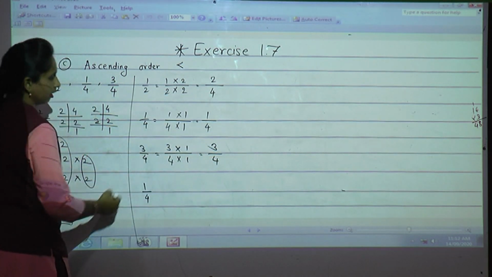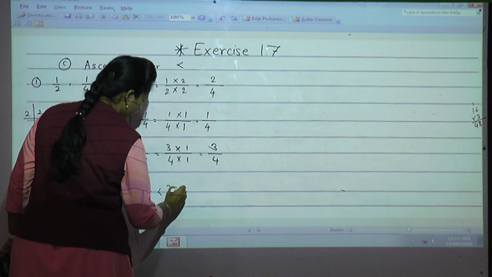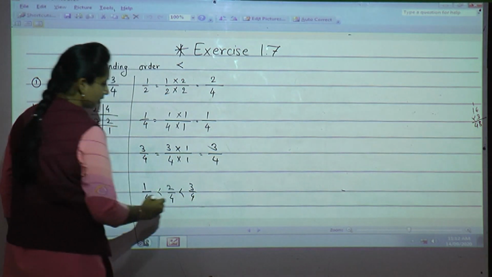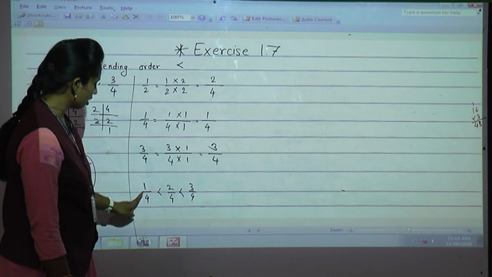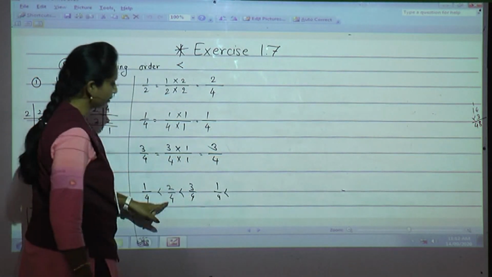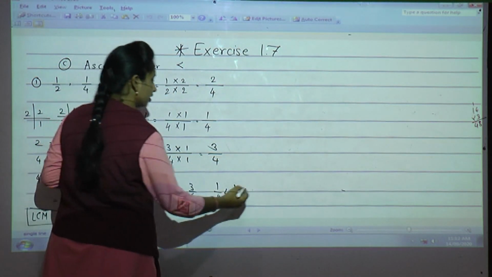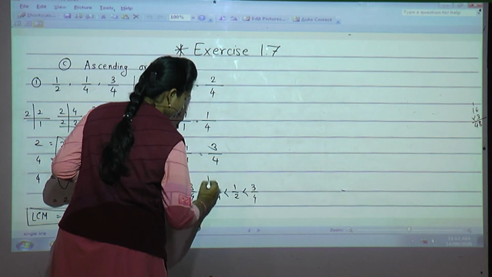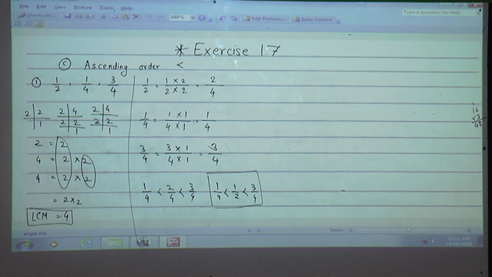So I will write 1 first. The next, which is greater? After that 2 upon 4, after that 3 upon 4. Are these the real fractions, students? No, we have converted these fractions. Now what are the real fractions? 1 upon 4 is 1 upon 4 only. Now 2 upon 4 means 1 upon 2. And 3 upon 4 is 3 upon 4 only. In this way you need to compare. Is that clear? Understood? Now we'll move to the next example.